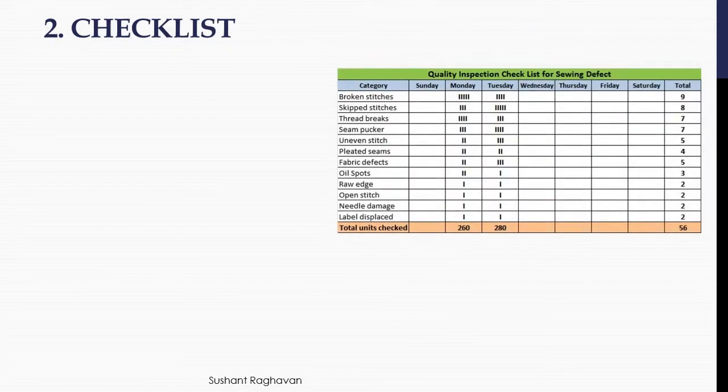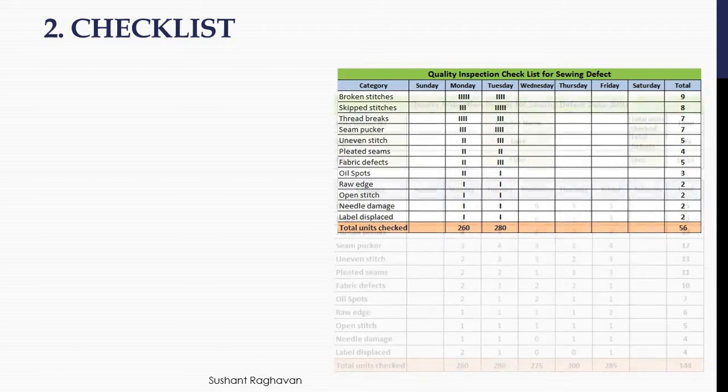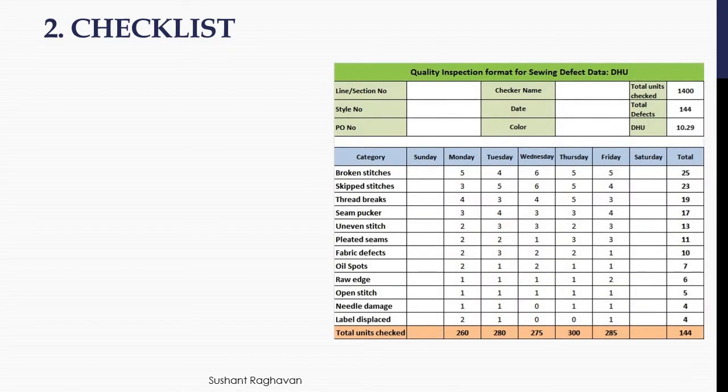Checklist. This is the format for quality inspection checklist with category of sewing defects. The number of defects are marked on this tally sheet by line QC. Total defects shown on the right side column and the total units checked at the bottom row. The checklist data is then updated in the quality inspection format on daily basis.